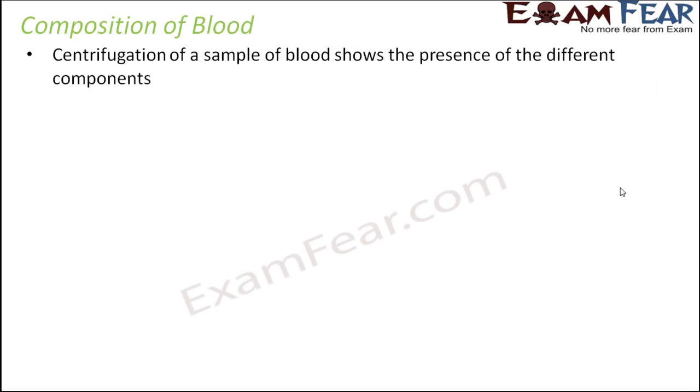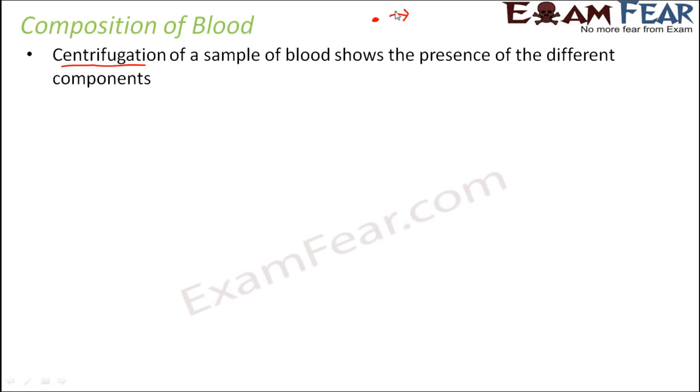Several experiments were carried out to see what all things blood is made up of. A sample of blood was taken in a test tube and the process of centrifugation was performed. What is centrifugation? Centrifugation is a process where you rotate substances at a very high speed. When you rotate it in a circular path, a centrifugal force acts, and the centrifugal force always acts outward.